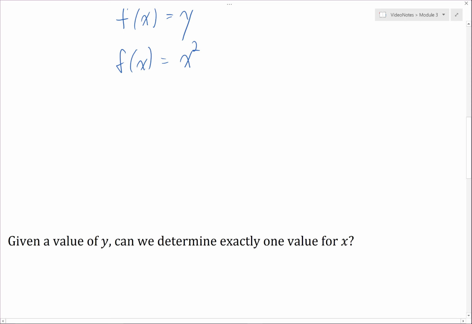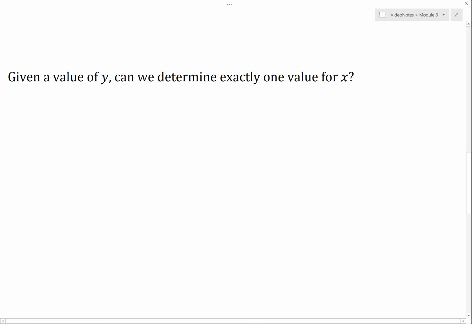Now we might ask ourselves the following question. Given a value of y, can we determine exactly one value for x? A simple scenario here is if y is equal to 4, can we determine the value of x? Now if you set up an equation, this would be saying 4 is equal to x squared, and therefore x is equal to positive or negative 2.